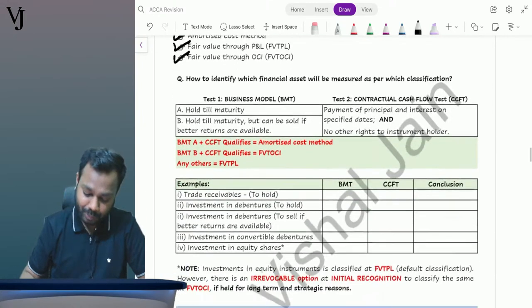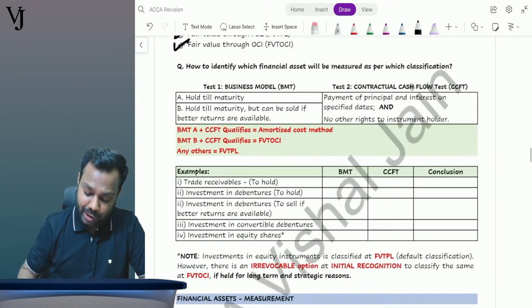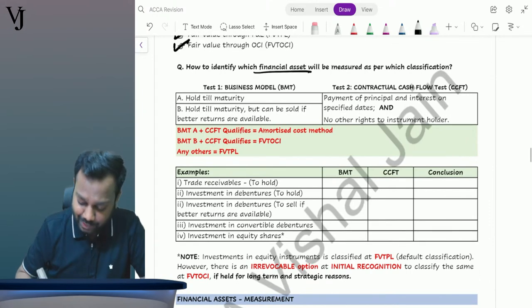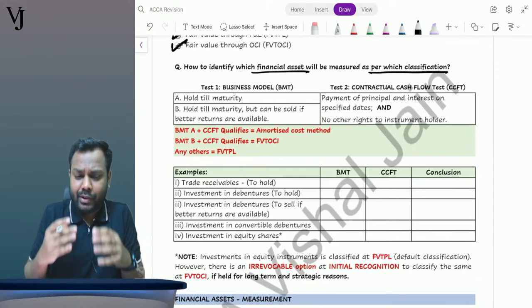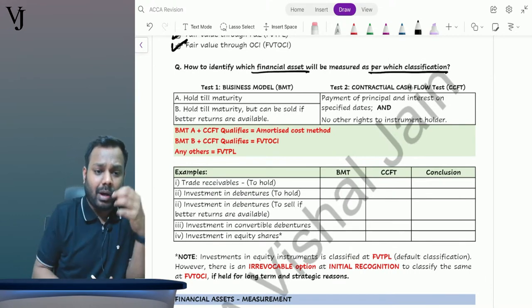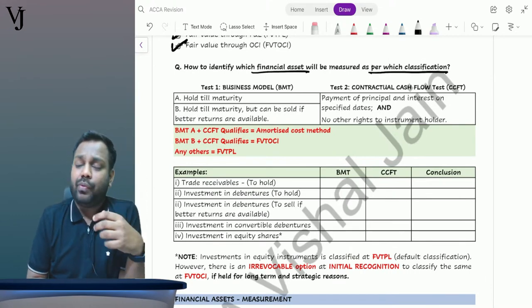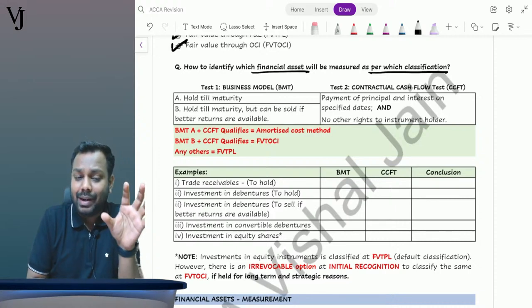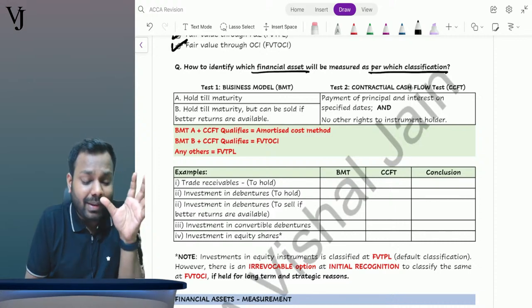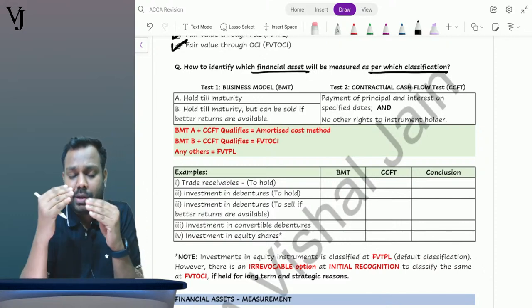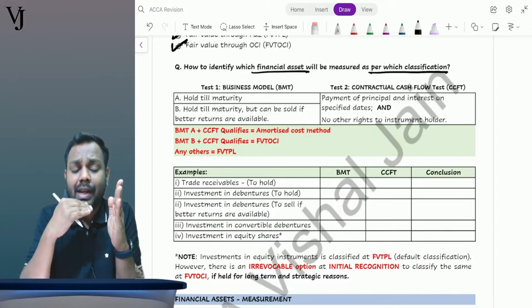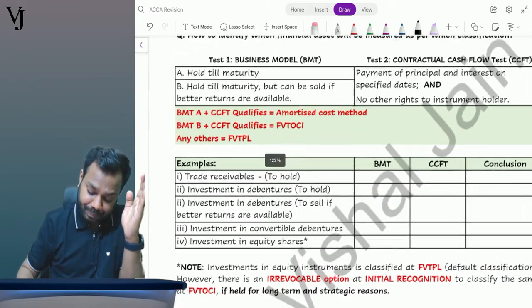Wherever details are required, in detail; wherever brief is required, in brief. Now, the question comes: how to identify whether the financial asset will be measured as per which classification? Is it on an ad hoc basis, or is there some provision given in the standard on the basis of which I have to classify? So the standard says that I am giving you a rule on the basis of which you have to classify a financial asset as amortized cost method, FVT OCI or FVT P&L.